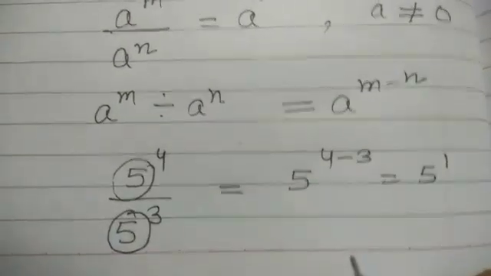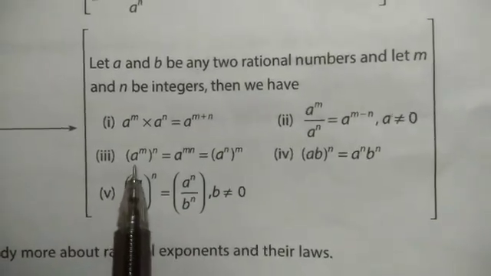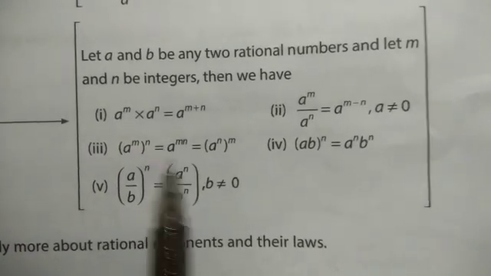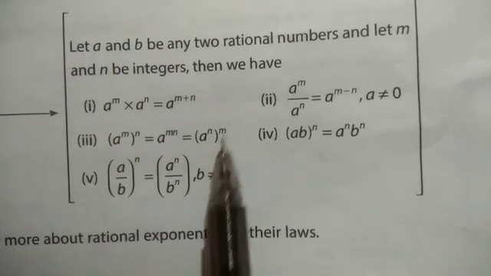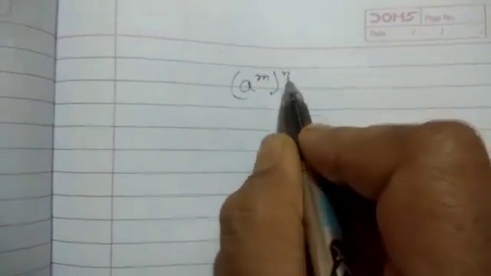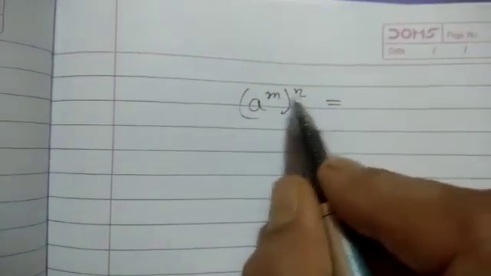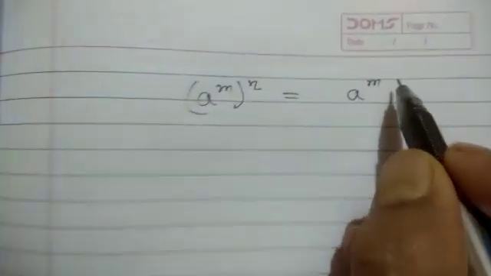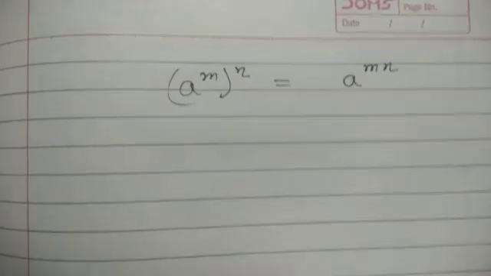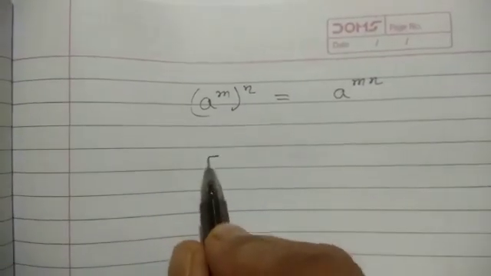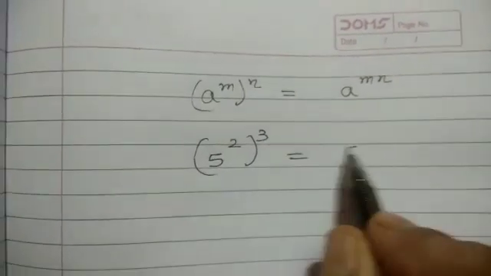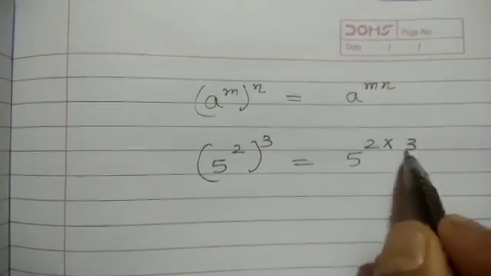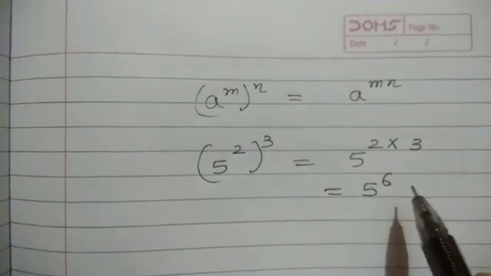Base should be the same. Now our next rule is a to the power m, to the whole power n, can be written as a to the power mn, or you can say a to the power n, to the power m. These two powers will be multiplied: a to the power mn. Suppose I am taking 5 to the power 2, to the power 3. It can be written as 5 to the power 2 into 3, that is, 5 to the power 6.